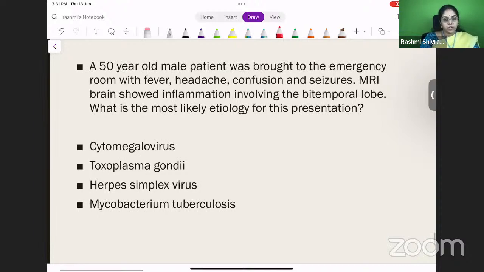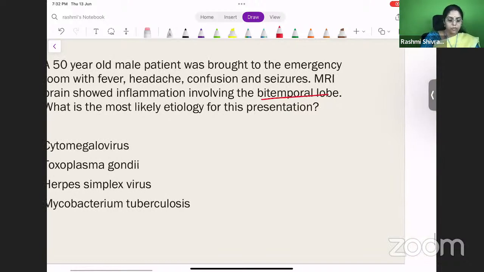So here we are talking about a meningoencephalitis, right? Because of the headache, fever, confusion, and seizures also developing. This bitemporal lobe involvement is very characteristic of HSV. How do we diagnose? PCR should be done. We should start the patient empirically on antivirals. We should not wait for the PCR report to come back and then start, because early treatment is very, very important. You should send for the HSV PCR and then follow it up and treat the patient accordingly.